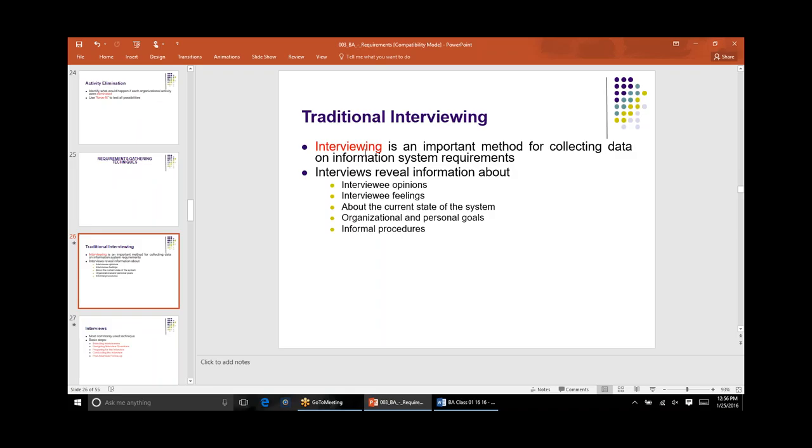So let me repeat. In a business, as I mentioned in the beginning, for a business analyst, their ability to capture business requirements is very important. Business requirement gathering is one of the important parts of a business analyst's role and responsibility.